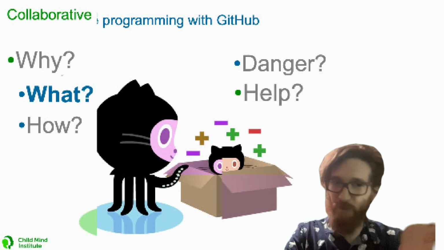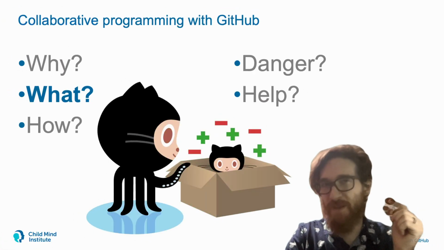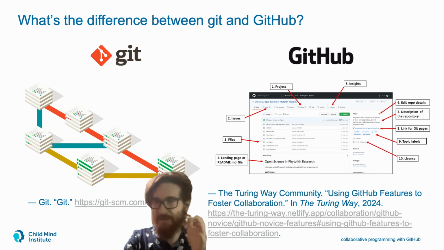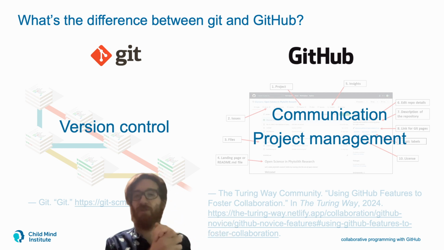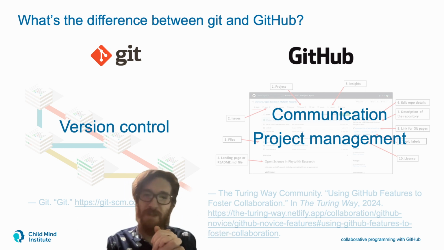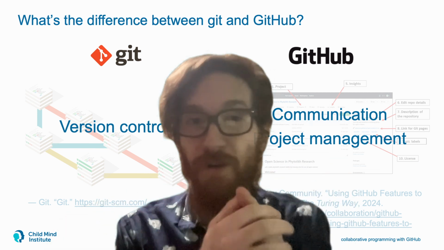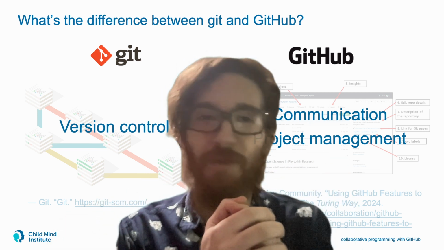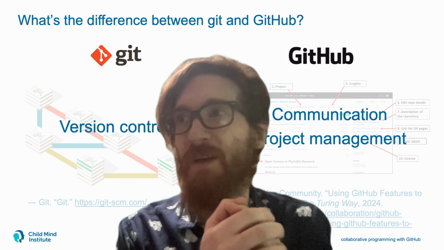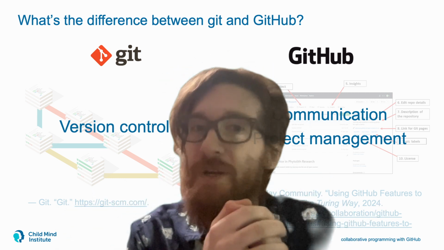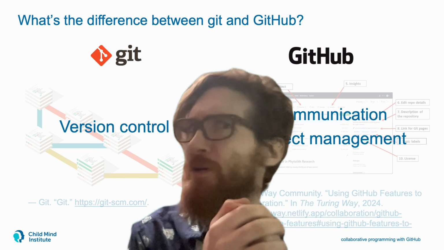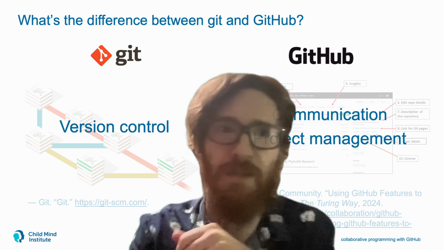So what are we talking about when we're collaboratively programming with GitHub? We're using Git and GitHub specifically. Git is just a version control tool. GitHub uses Git and surrounds it with additional tools for communication and project management. There are competing products for each of these things: things like Subversion instead of Git, things like GitLab or SourceHut or Bitbucket instead of GitHub. But most, if not all, of the projects here use Git and GitHub.